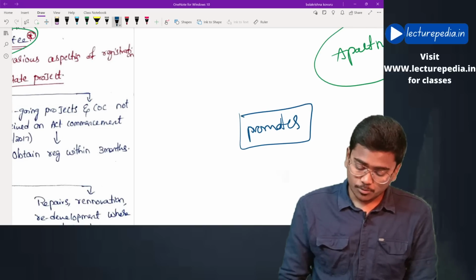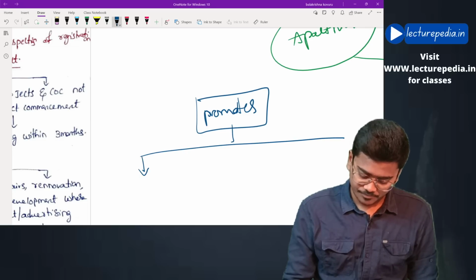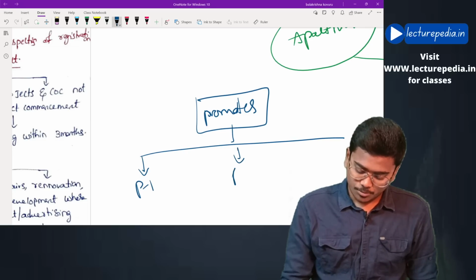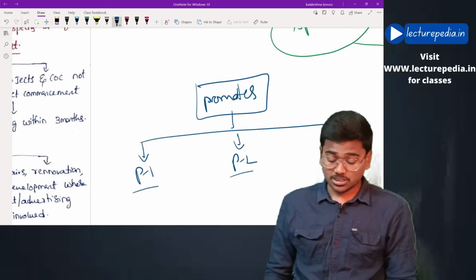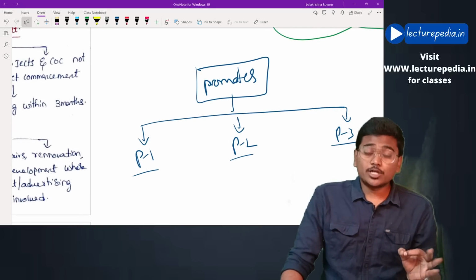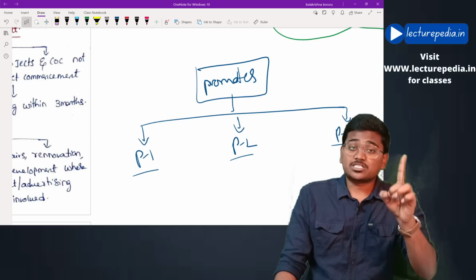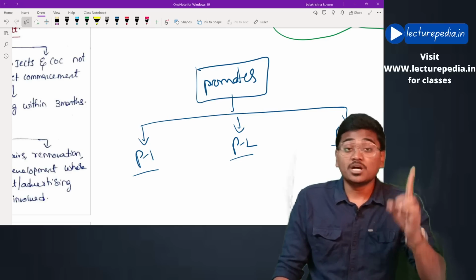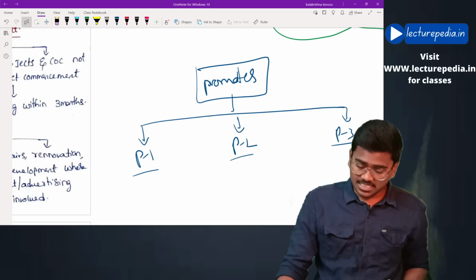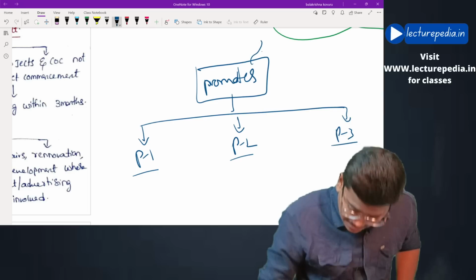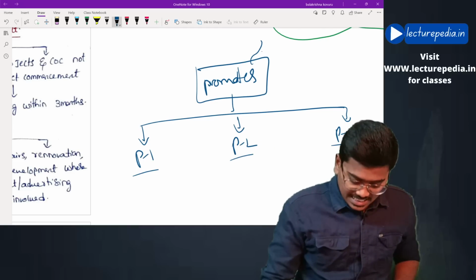Now, this promoter is constructing some 3 projects, project 1, project 2, project 3. Now, in order to advertise or market these projects, the promoter has to first of all get registration from whom? From RERA. You are saying that you have to get a registration. Who has to get registration? Either promoter has to obtain registration or the project has to be registered. The answer is project has to be registered.